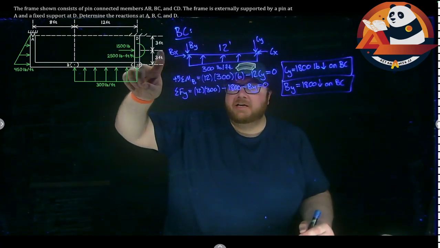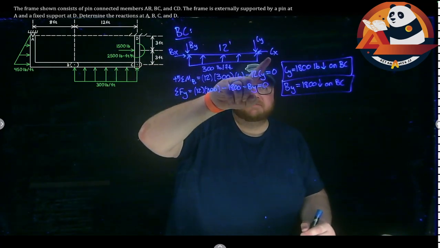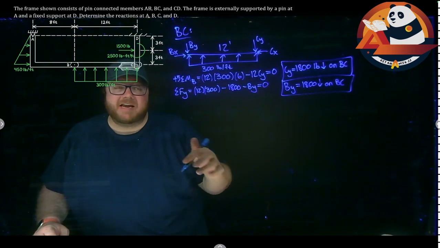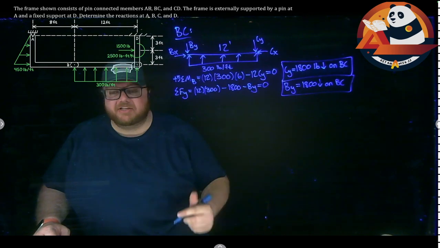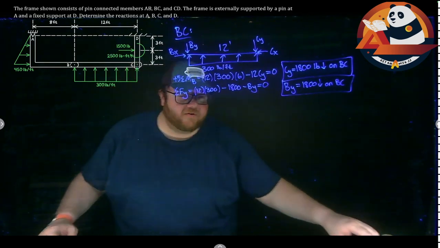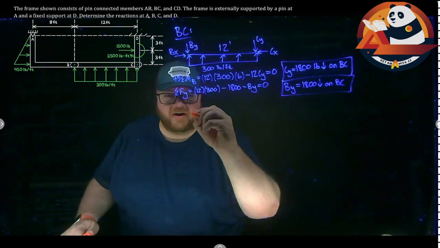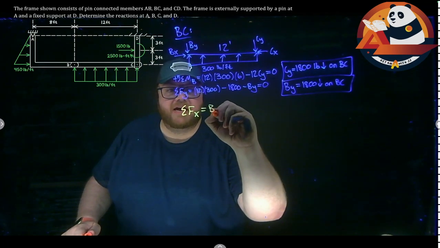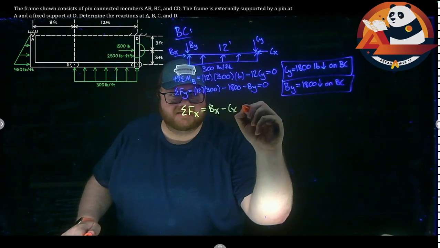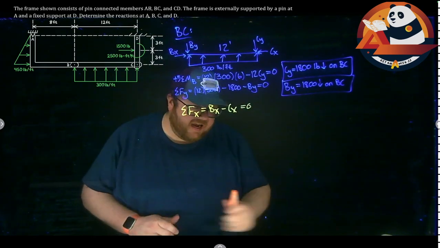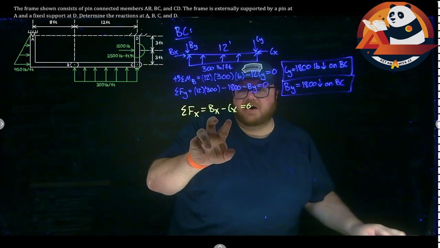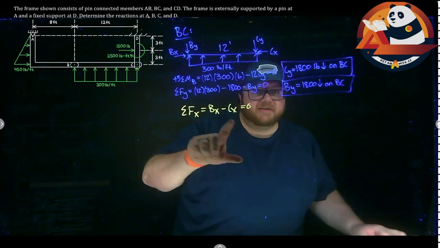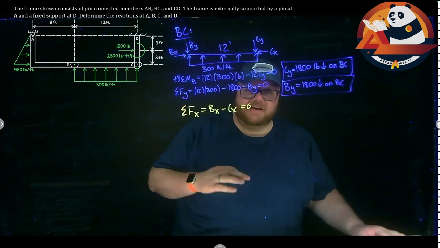Summing forces in the X, I'd have BX minus CX equals 0. A common mistake I see students do is when they get that equation set up, I'm going to write it out really quick. I'll erase it in a second. Summing my forces in the X is BX minus CX equals 0. Every year I see a handful of students say, oh, if BX minus CX is 0, there's nothing else in the X direction here, that means they're both 0. That is not going to be true for us in here.